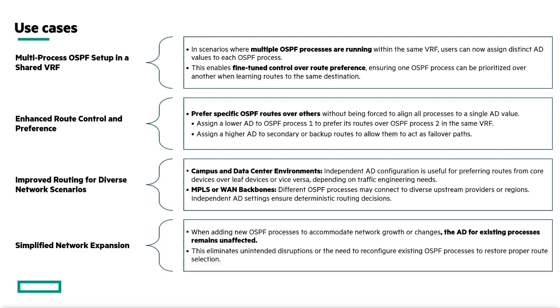And finally is simplified network expansion. Adding new OSPF processes does not affect the AD of the existing ones, preserving the existing routing configurations as well. This prevents any disruptions and avoids reconfiguration during network growth. These use cases illustrate how distinct AD configurations enhance routing flexibility and scalability and provide more control. With that, we come to the end of this session.